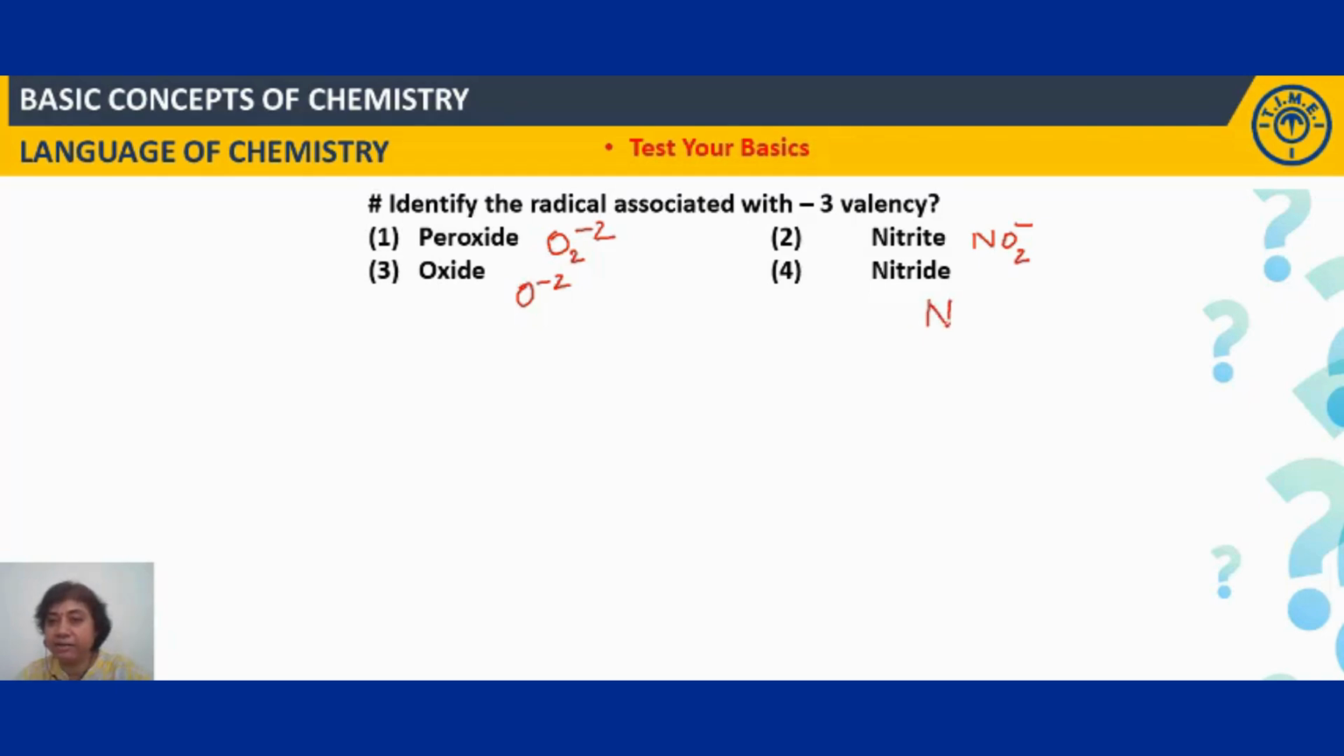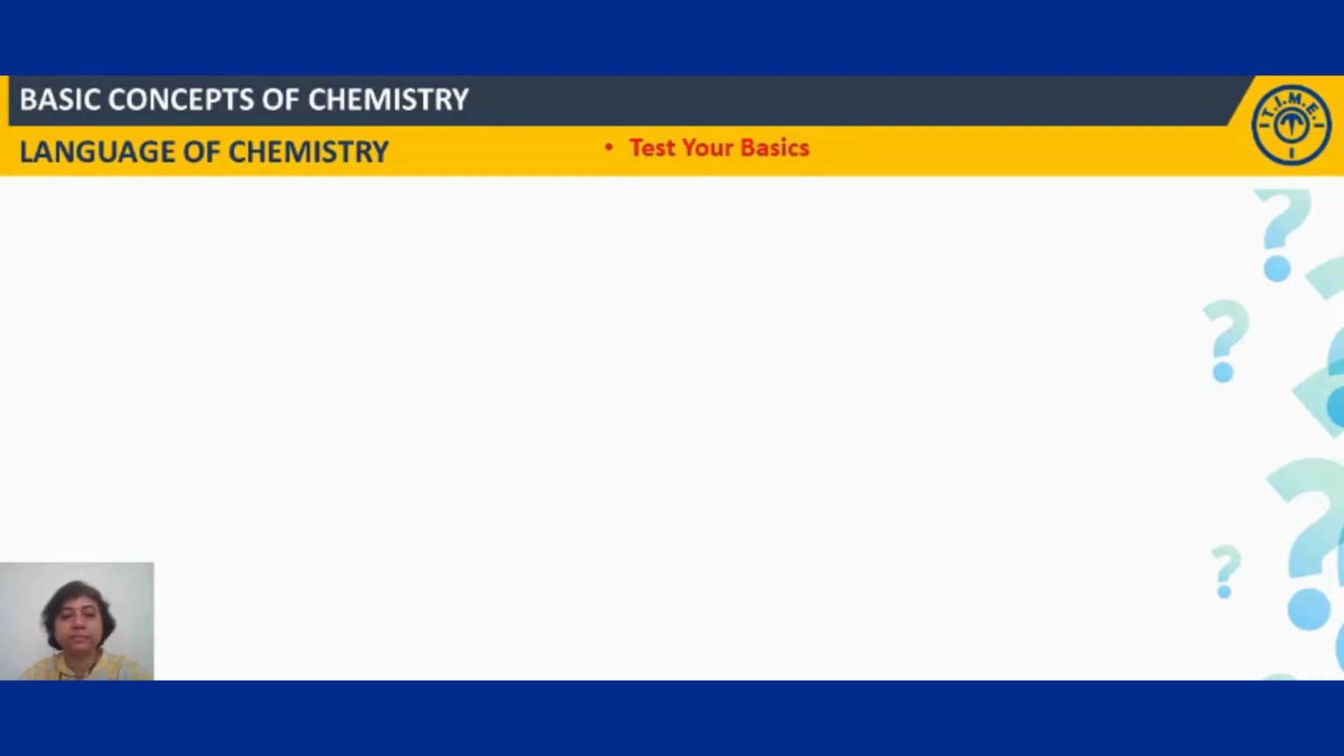Nitride, ide is the suffix, so only the element, so it is N and the valency is -3. Okay, so we have seen all the valencies. Now we have to find out the radical with -3 valency. So definitely the 4th option is the correct option. Let's check the solution and then move on to the next question. Choice is 4.